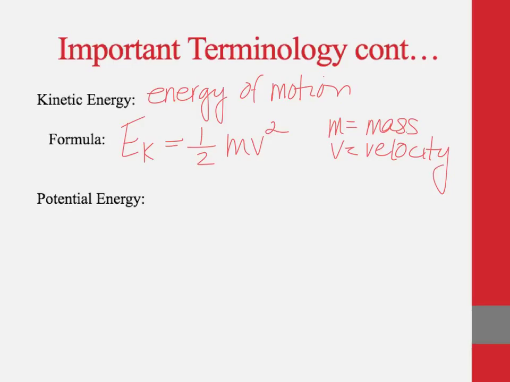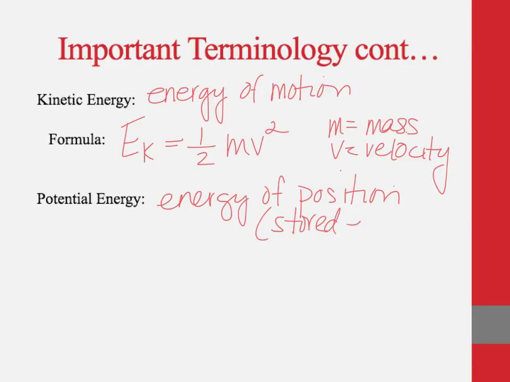And then we have potential energy, which is energy of position. And we call that stored energy. So I can have my book sitting on the desk, and that book has potential energy, stored energy. As soon as I take the book and it falls off the top of the desk, that potential energy turns into kinetic energy as it is now moving.